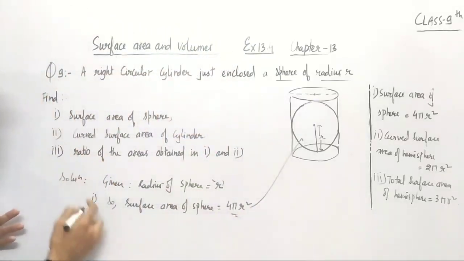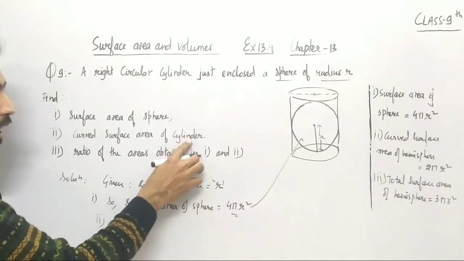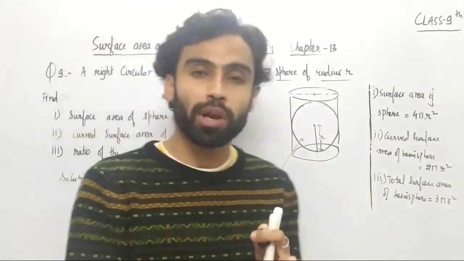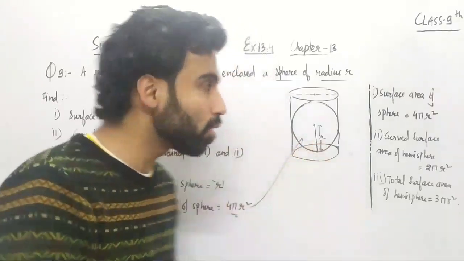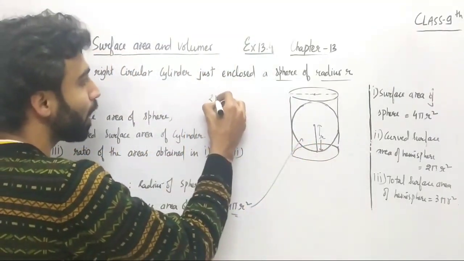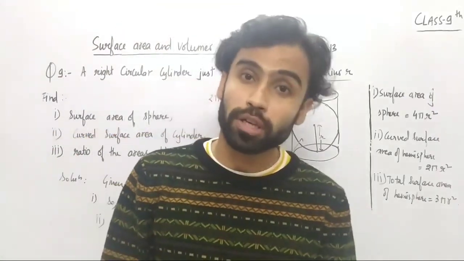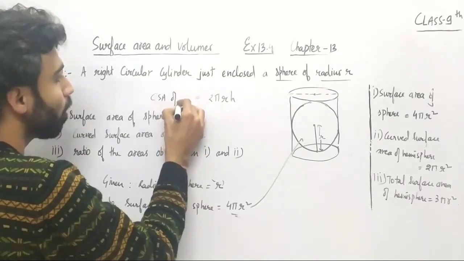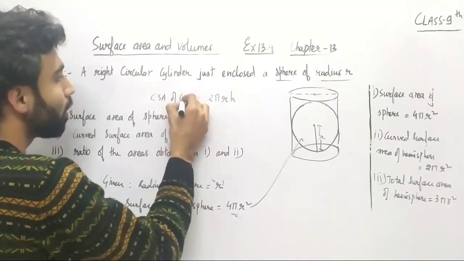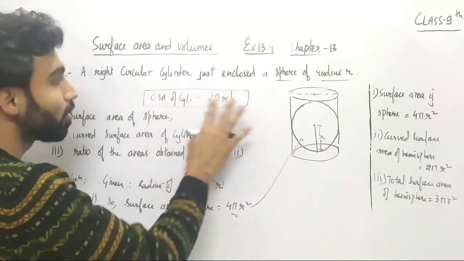Now moving on to the second part here. So what do I have to find here? The curved surface area of the cylinder. Now remember what was the formula to calculate the curved surface area of the cylinder? We have done it earlier. If you remember, that was 2 pi r h, right? So that was the curved surface area of a cylinder. So this is the formula to calculate the curved surface area.